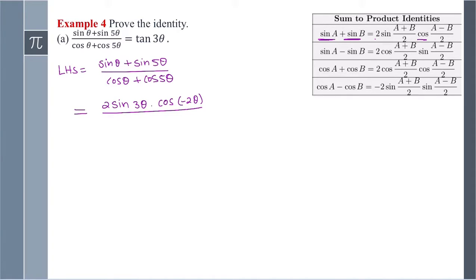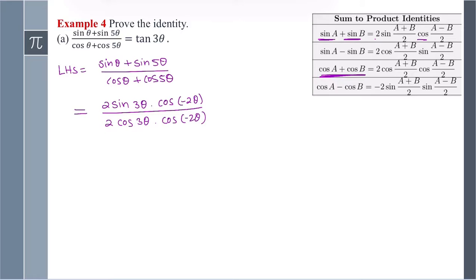so denominator is cosine plus cosine, so we are going to use this identity. So it is 2 cosine, so A plus B over 2 means theta plus 5 theta, which is 6 theta over 2 means 3 theta times, then we have again cosine, then A minus B over 2 means theta minus 5 theta over 2 is negative 2 theta.